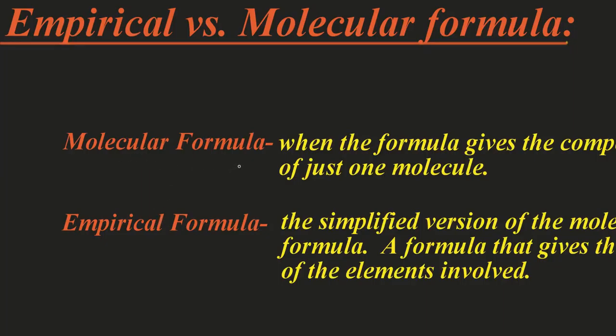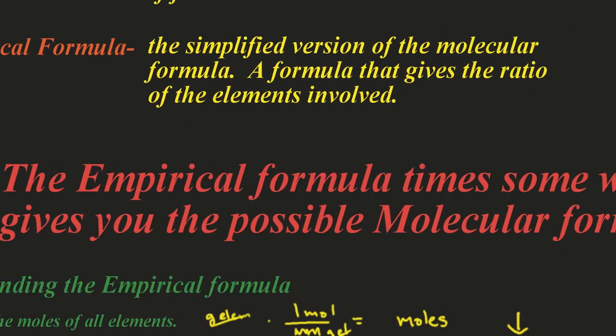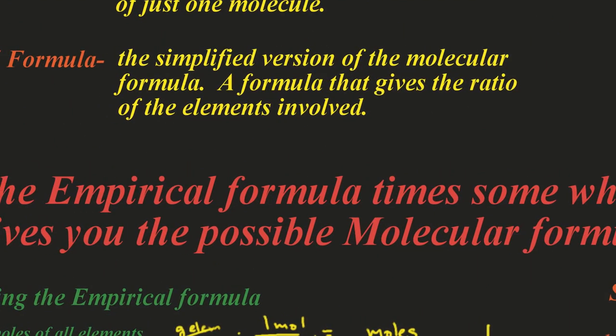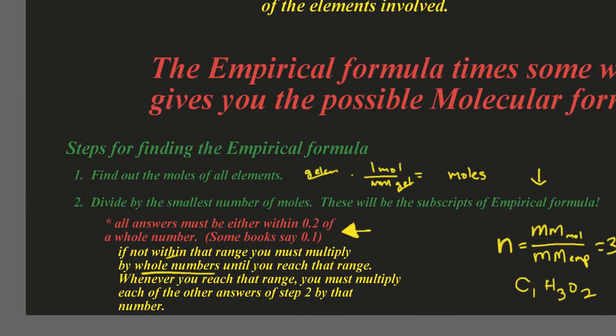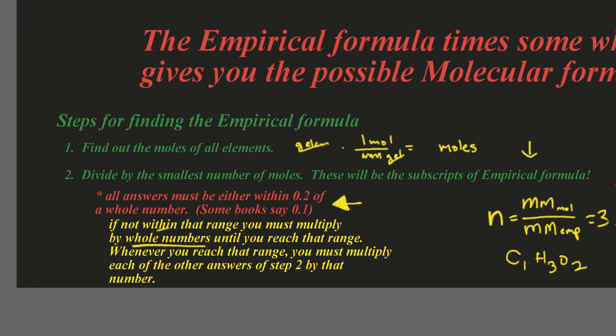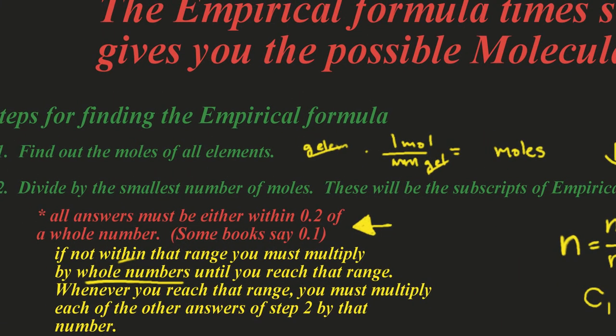Molecular formula, as the name implies, gives you the composition of just one molecule. The empirical formula just gives you the ratio of the elements. So again, the empirical formula times some whole numbers gives you the possible molecular formulas. How do we find these things? Well, the way you find them is as follows.